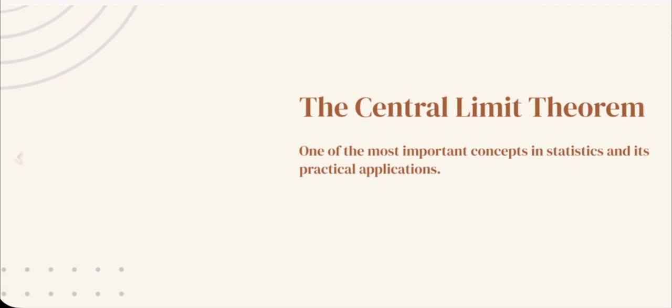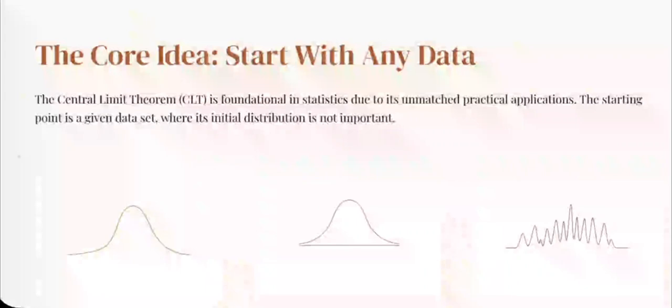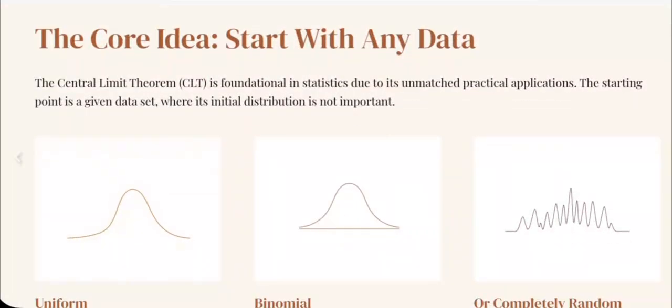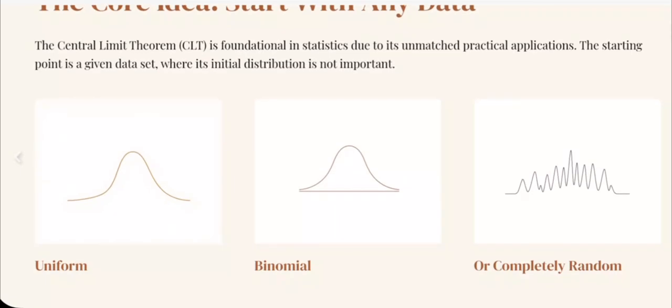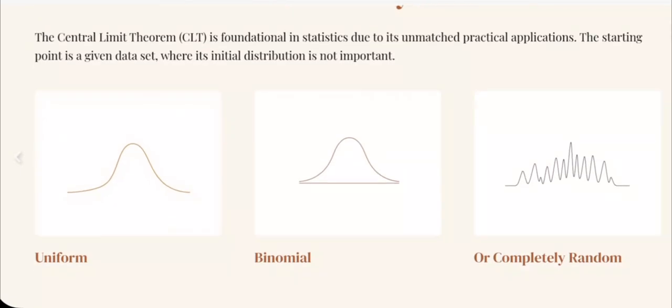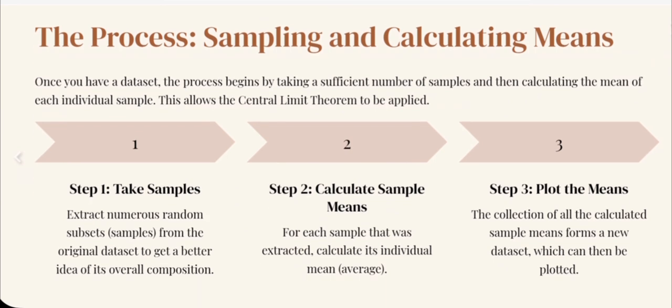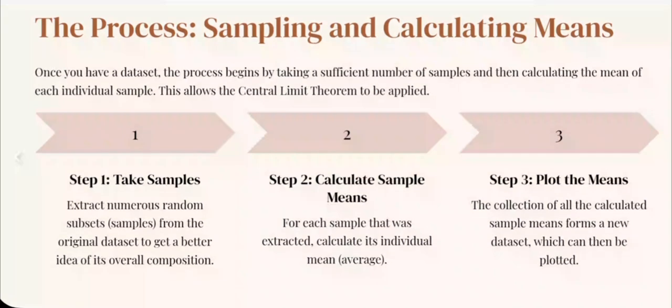Imagine that you are given a data set. Its distribution does not matter. It could be normal, uniform, binomial, or completely random. The first thing you want to do is start taking out subsets from the data set, or as statisticians call it, you start sampling it. This would allow you to get a better idea of how the entire data set is made, right?